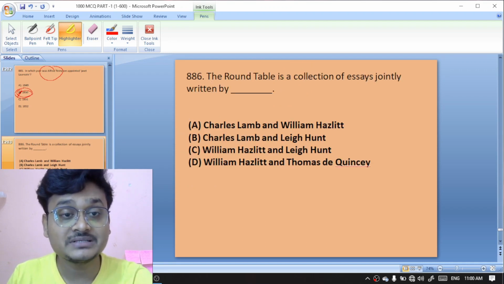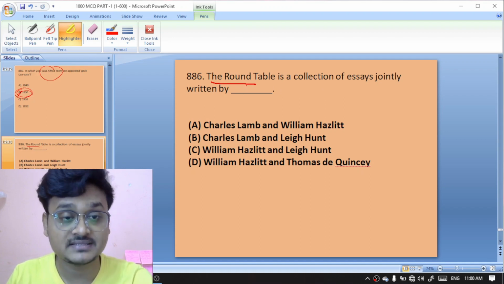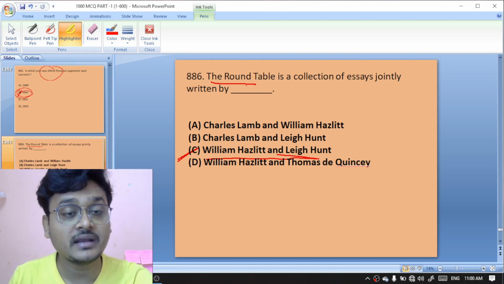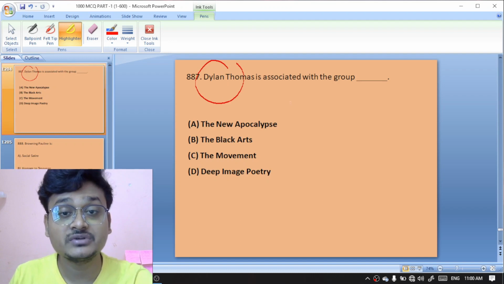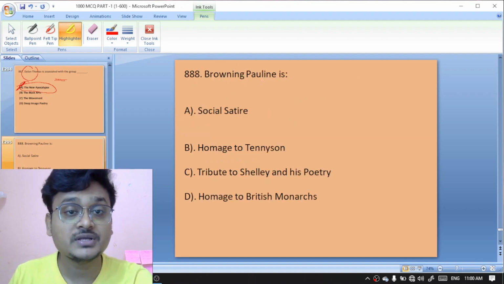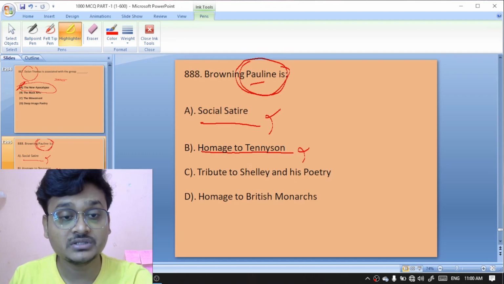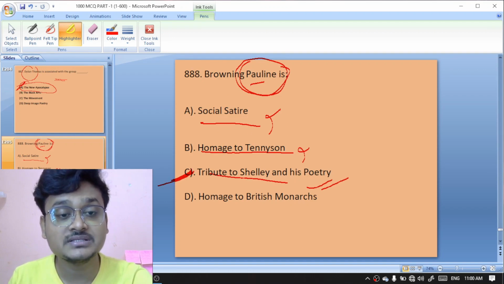Okay. The Round Table is a collection of essays by Leigh Hunt and William Hazlitt. So here, William Hazlitt and Leigh Hunt. Dylan Thomas is associated with the group New Apocalypse. Here, New Apocalypse. Okay. Browning's Pauline is a kind of tribute to Shelley. So here, social satire, homage to Tennyson, tribute to Shelley and his poetry. Robert Browning's Pauline is a tribute to Shelley and his poetry. C is the right option here.